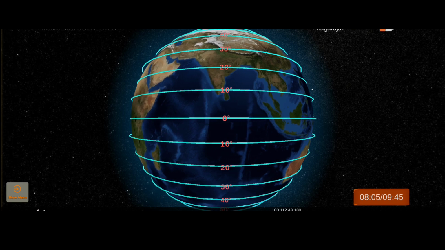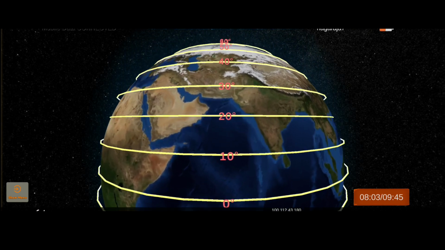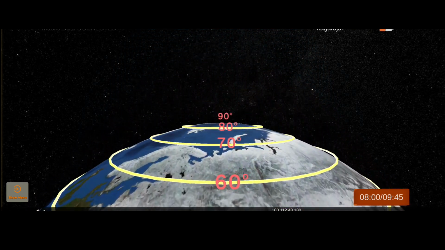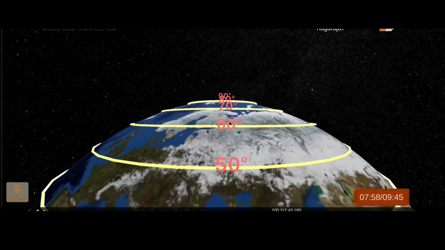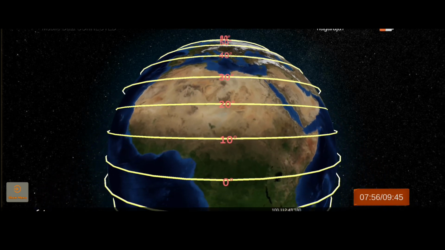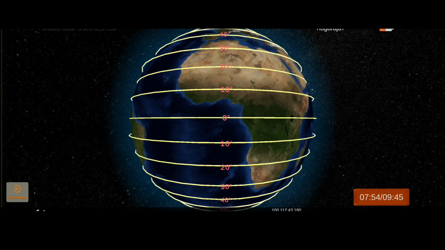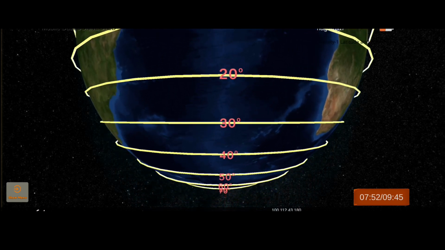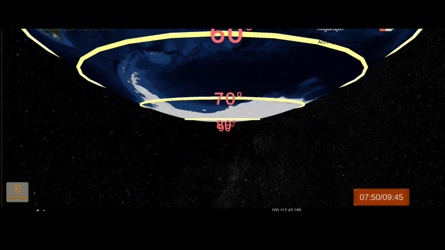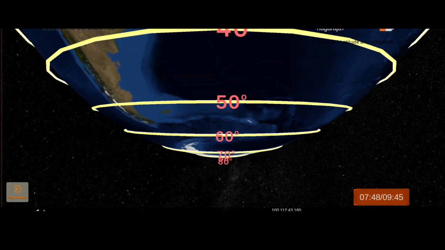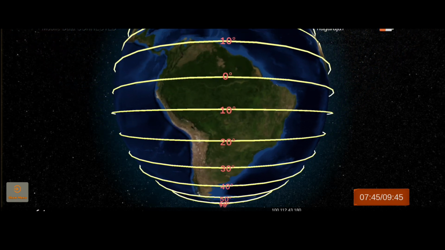Well, latitude ranges from 0 degrees at the equator to 90 degrees towards the North Pole, and 0 degrees at the equator to 90 degrees towards the South Pole, dividing Earth into two hemispheres.